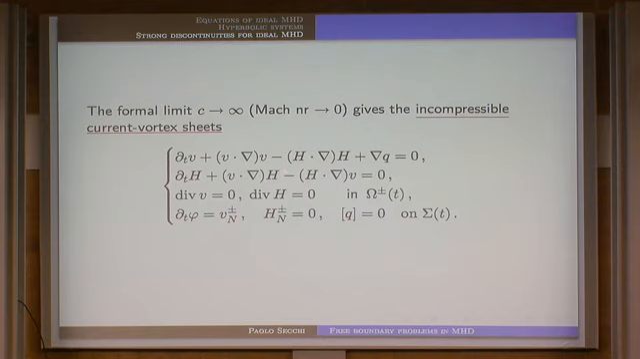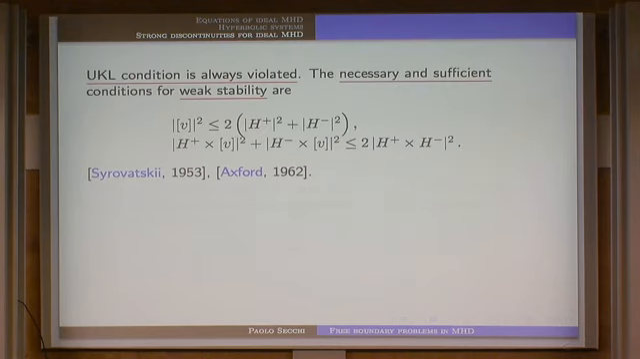We have the incompressible current vortex sheet, which is also interesting because here we have a precise description of the regions of weak stability or instability. Again, the Kelvin-Helmholtz condition is never satisfied, so it is always violated. And these two inequalities are necessary and sufficient for the weak stability. So if they are violated, the problem is ill-posed. If they are true, the problem is weakly well-posed.